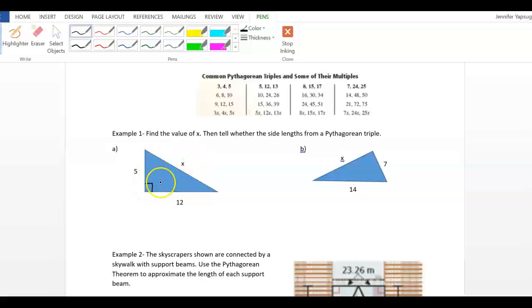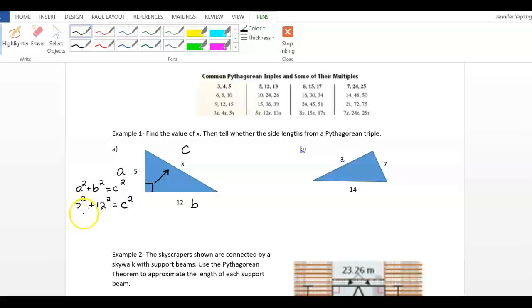If I think about this, I know that if this is my right angle, across here is going to be my hypotenuse, or what I call C, right? And then my legs are going to be A and B. So if I want to set this up, I could say that A squared plus B squared equals C squared. So therefore it would mean 5 squared plus 12 squared has to equal C squared.